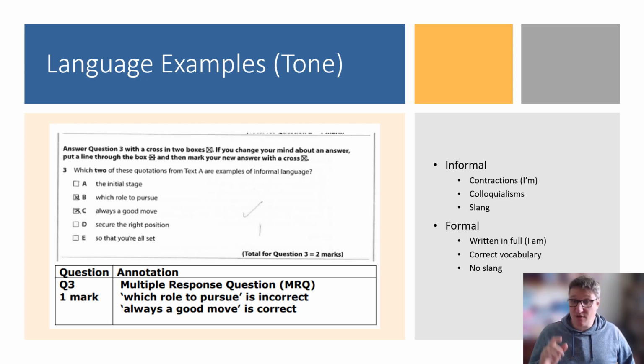In actual fact, you don't need to do your survey part of this SARC, because you can find the examples of formal and informal language just in the question itself, the initial stage, which role to pursue, etc. Notice this person only got one of these right, therefore only got 1 out of the 2 marks that they could have got. That's question 3. Shall we talk about question 4?